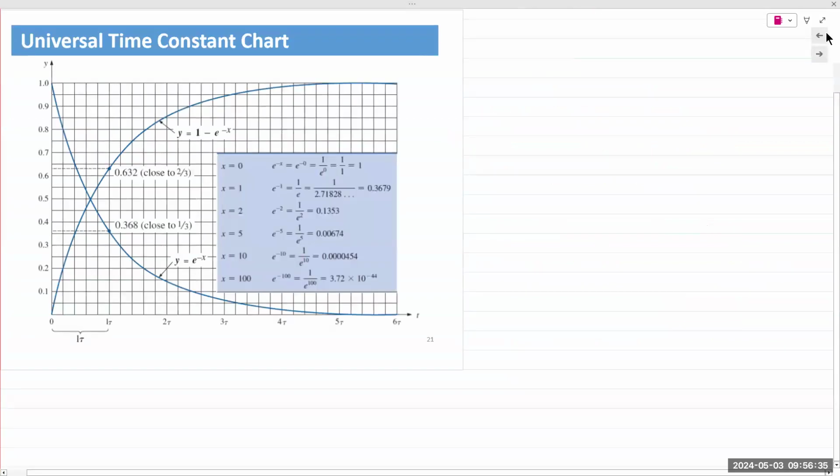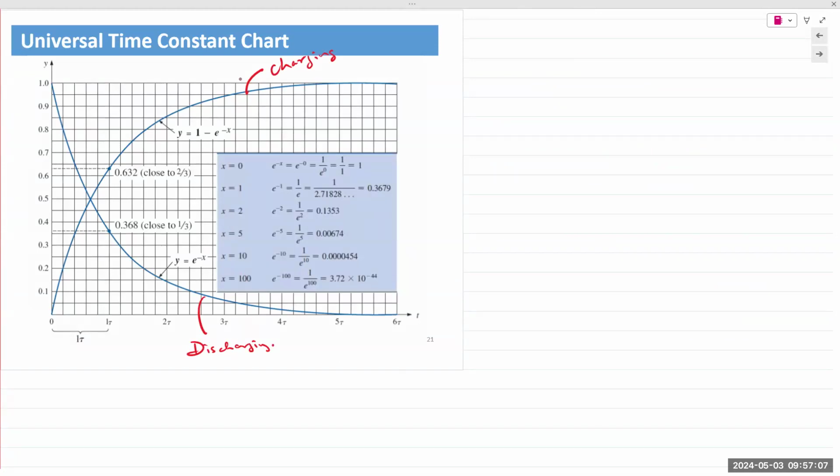Okay, universal time constant chart. Doesn't matter what kind of circuit it is, it will always have this kind of exponential response, right? E raised to minus t over tau is common for all circuits. And so this is for charging, and this is for discharging. E raised to minus t over tau will take on a standard value.